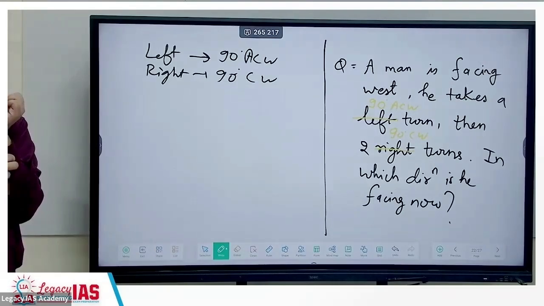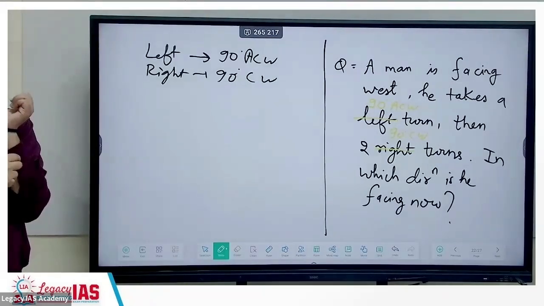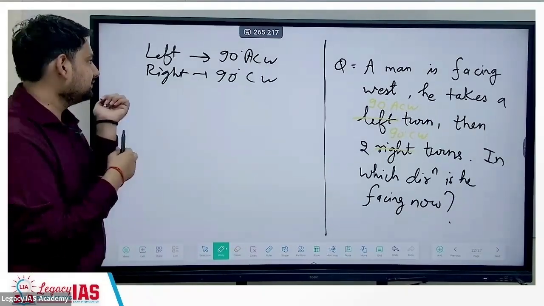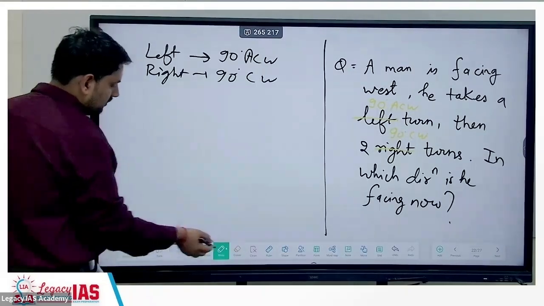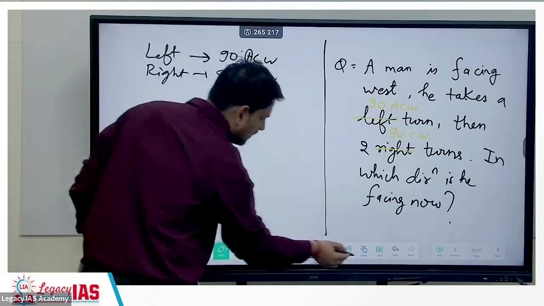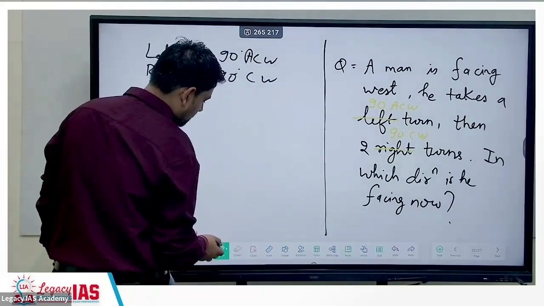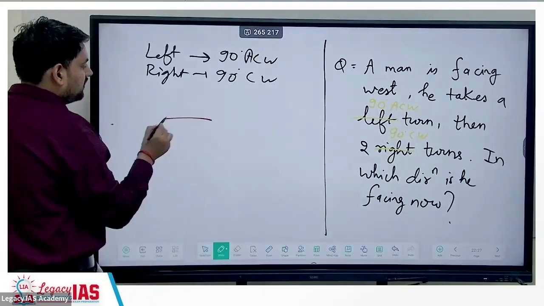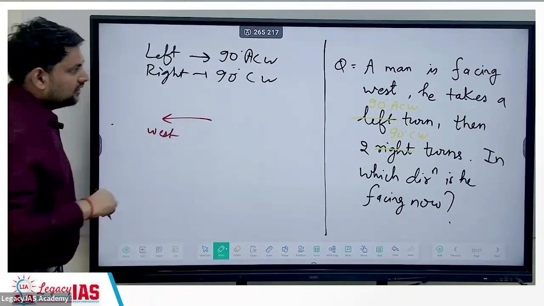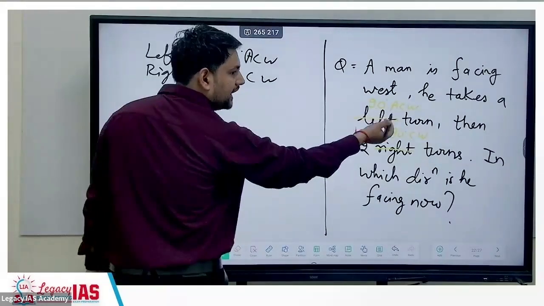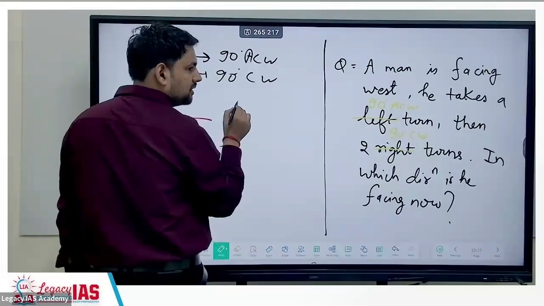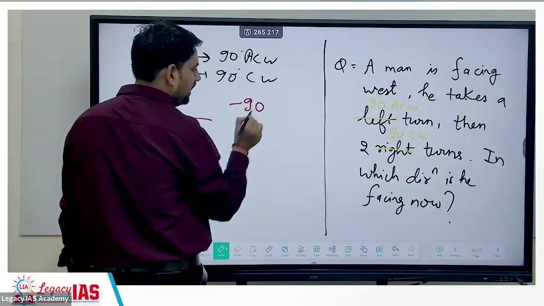Anybody having any issue? Understood? So the man was facing west. Then what does he do? He takes a left turn. So just solve it like 90 degree anti-clockwise. Anti-clockwise means minus. So minus 90.